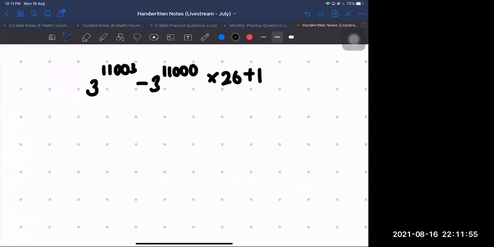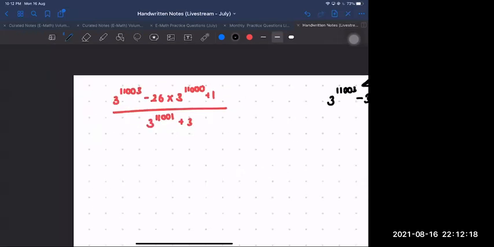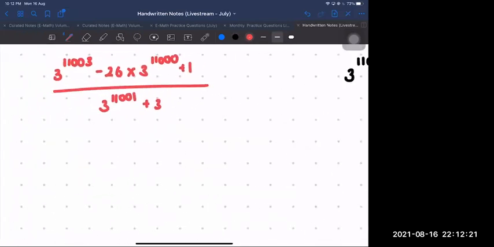A common mistake was this: to actually move the 26 over and out of the number, which is completely wrong. Please just take note that this is not the right thing to do, because you cannot just pull out the number like this. The number 26 here is actually together with this 3 to the power of 11003. What we should actually do for this particular question is to pull out common factors. We can see that there's 3 to the power of 11000, 3 to the power of 11000 as well, and 3 to the power of 11000 as well. So that's what we can actually pull out.